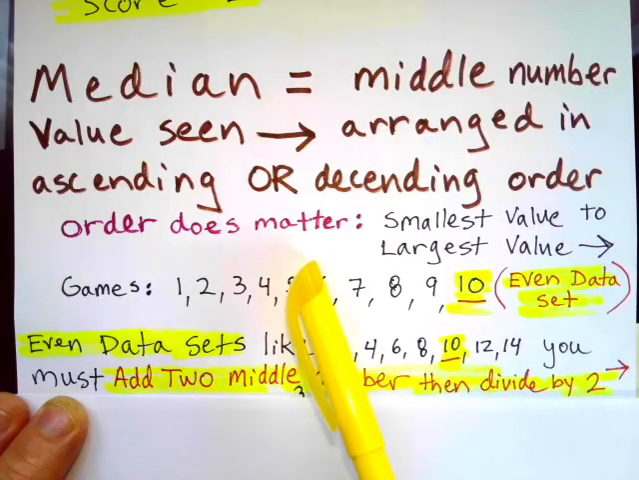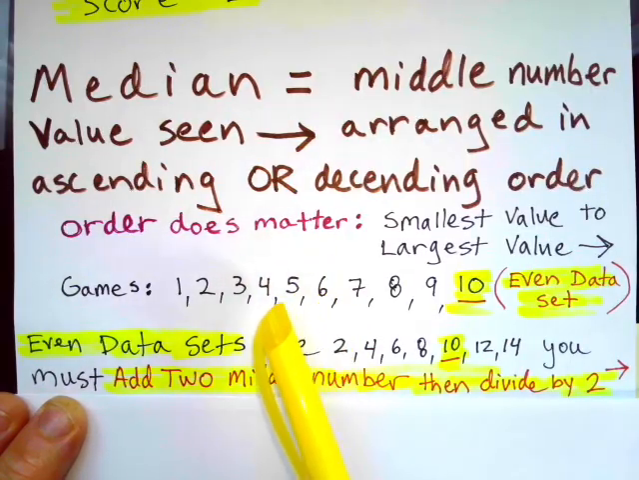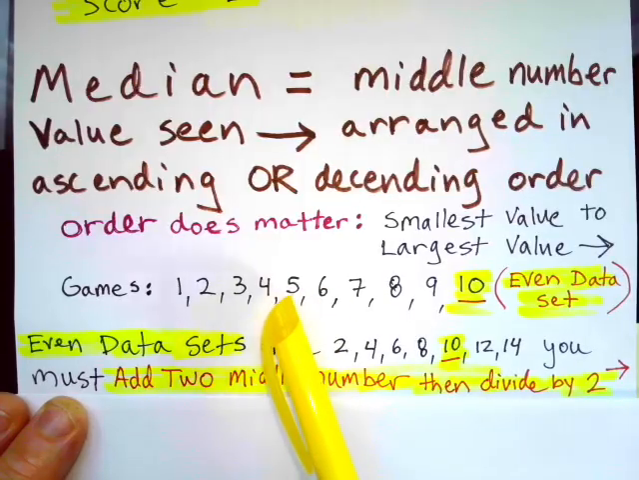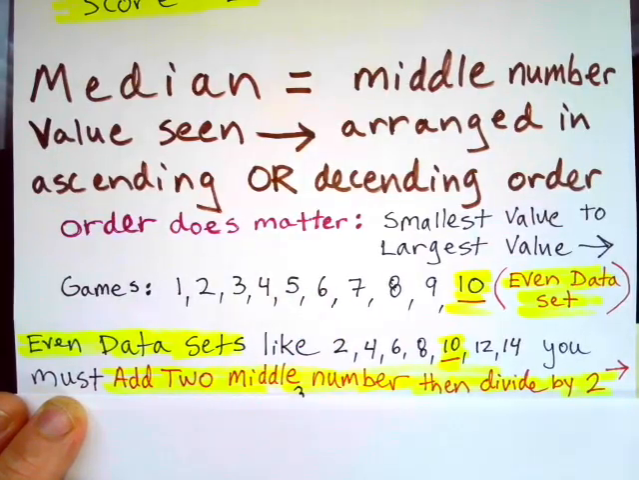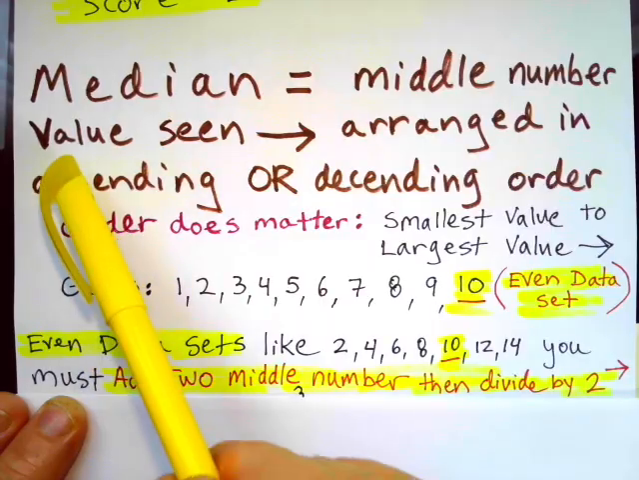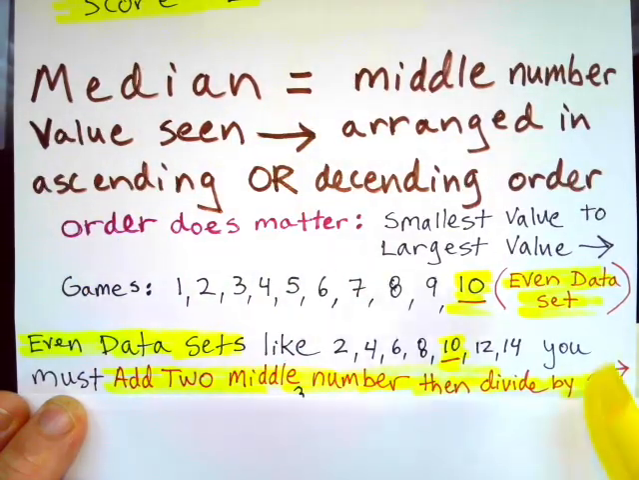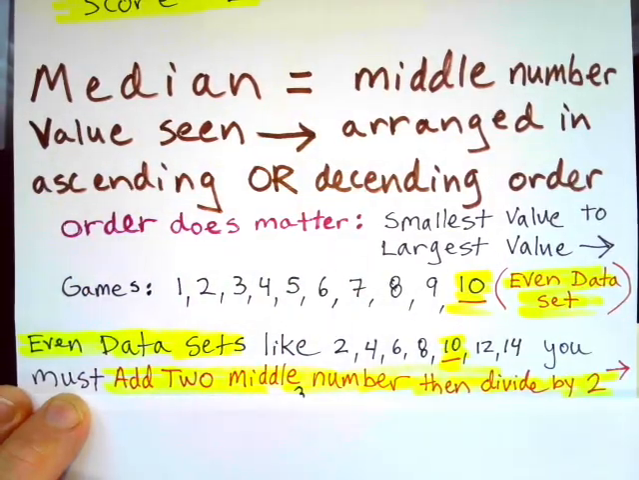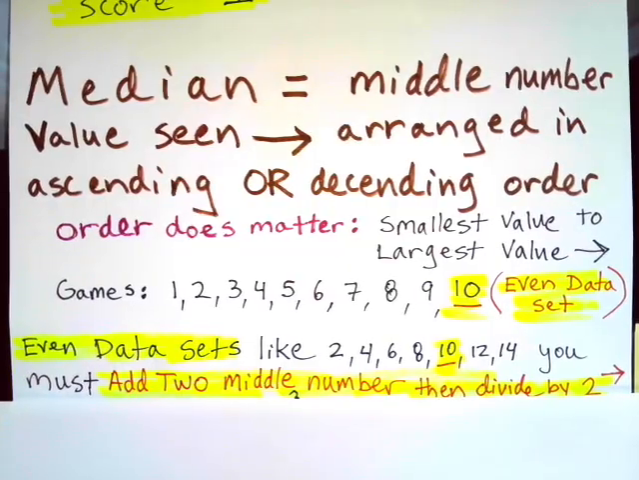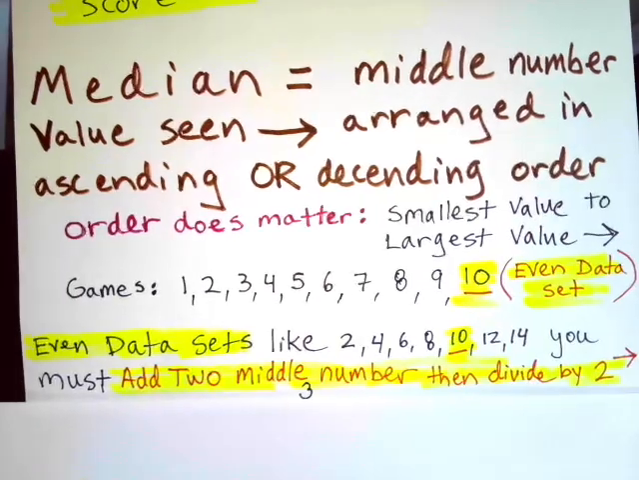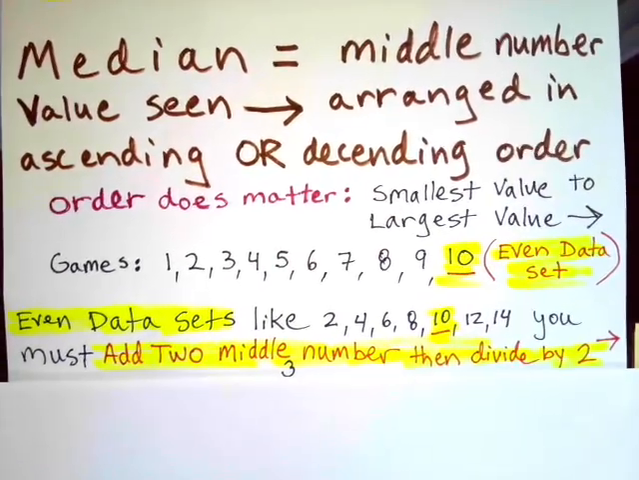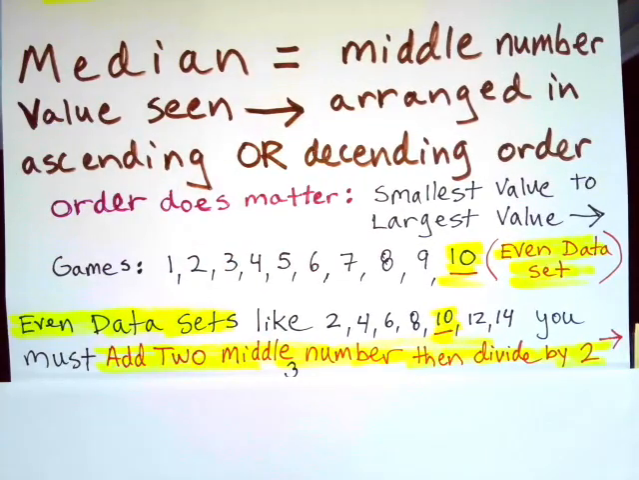There is no middle number. So the rule is you have to add these two numbers in the middle, 5 and 6, and then you divide by 2 in order to find the median given an even data set. Now, when you have an odd data set, which I'll explain after answering this question, it makes life so much easier. But again, in an even data set, the rule is you take the two middle numbers. Here's 5 and 6. You divide by 2.